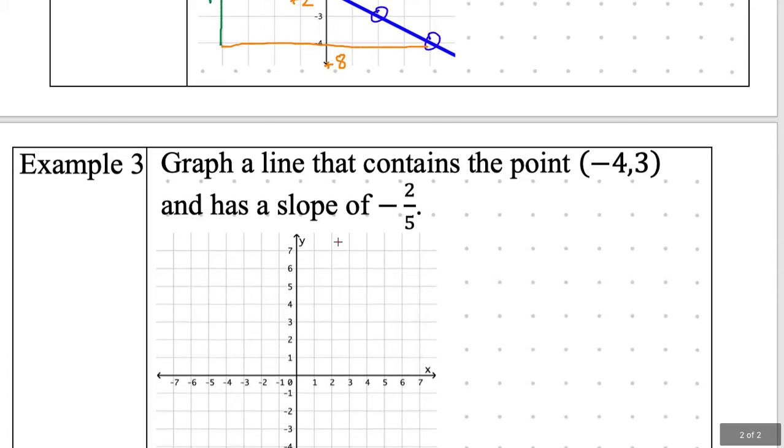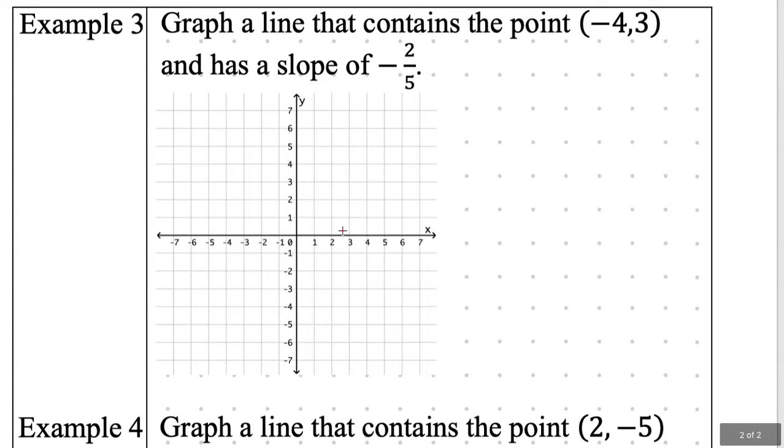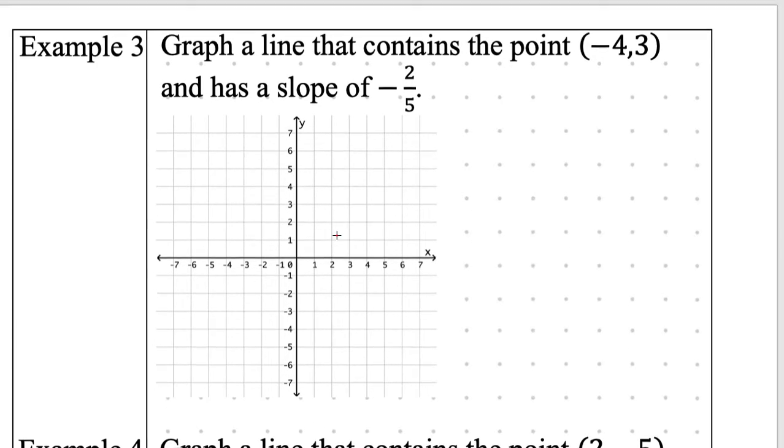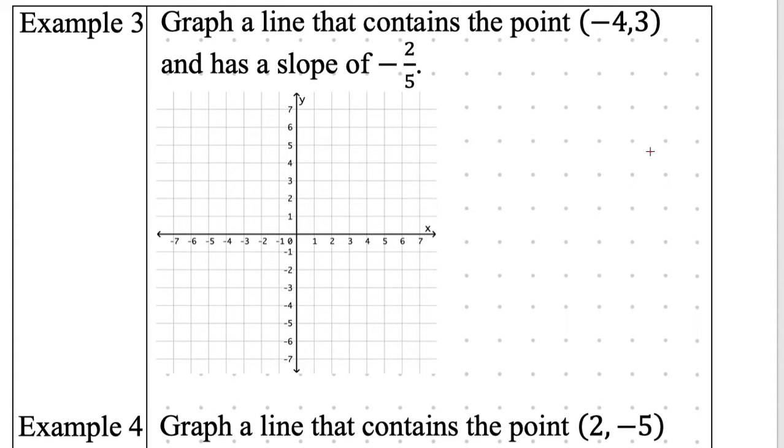Let's move to the backside, example number 3. This is the second type of problem. The first two examples, example 1 and 2, refer to one homework assignment. This refers to a second type of homework assignment that you'll be working on. So we want to graph a line that contains the point (-4, 3) and has a slope of -2/5.